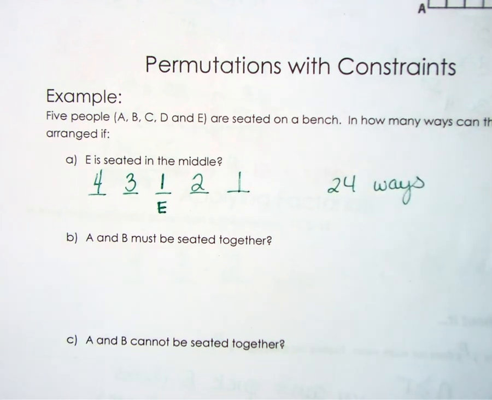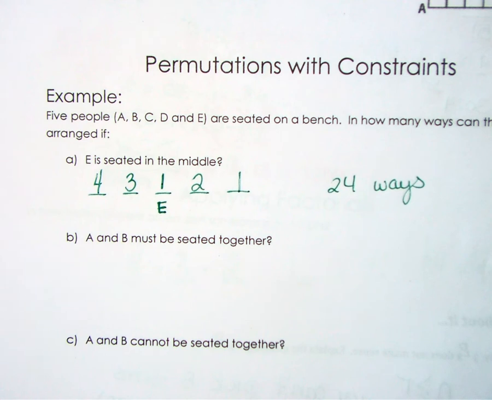So even though I had 5 seats, which is normally 5 factorial, because that restriction was so specific, that goes to 1, right? So it's 4 factorial.